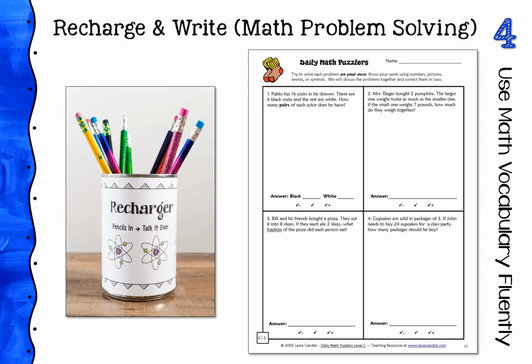And they don't check it. They don't correct it after that. In Recharge and Write, the kids are doing their own work and they're not copying what the other person has. They get a chance to talk about it before, but that's it. Then they put their pencils back in the cup, and person number 2 reads the next problem. They talk about it. When everybody's ready, they pick up their pencil and then they write without talking.